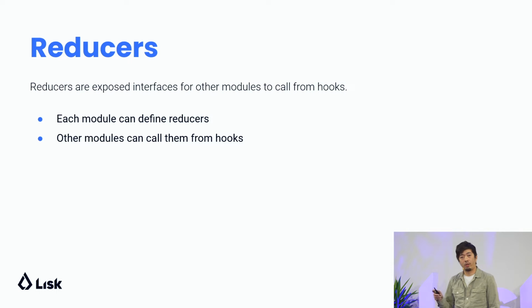For example, our default module, token, manages the balance. But other modules also need to call or mutate the balance. That's why we need this reducer to expose some of the functionality from the modules.